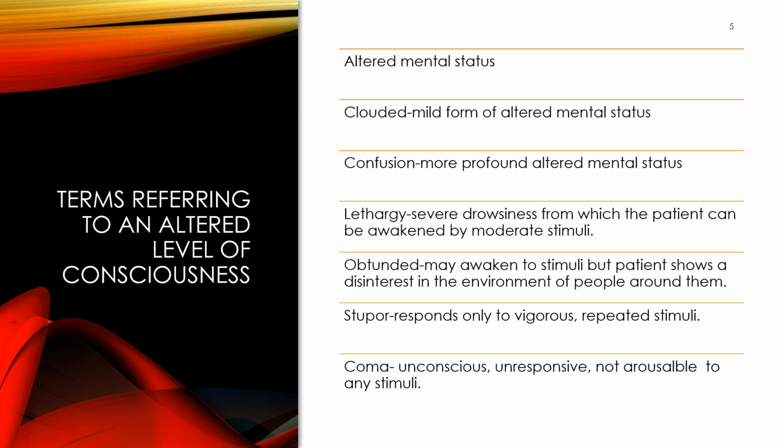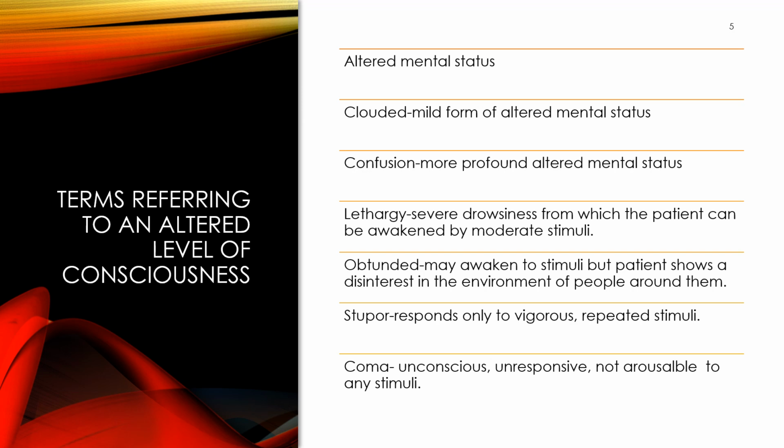I am sure you're familiar with these terms that they use to determine the level of consciousness in a patient. It starts from altered mental status, meaning you could be a little bit dizzy, you forget where you are, you wake up and you're something like that, or you could be clouded, which is a mild form of mental status. Then you go to the hierarchy. You could be confused, more profound, altered mental status.